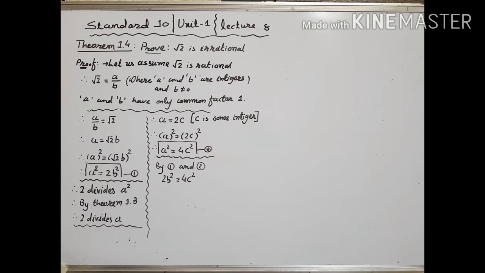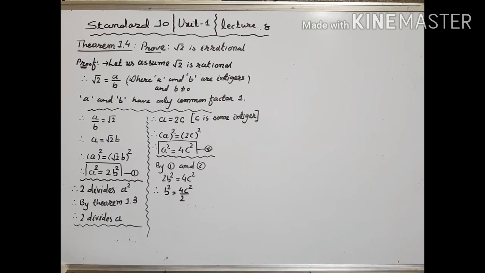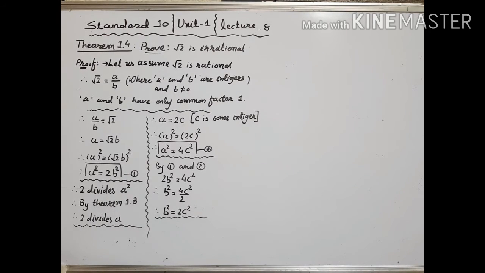So we can say values of one term is always same. So by result 1 and 2, we can say 2b square equals 4c square. By rearranging the terms in the result, we get b square equals 4c square by 2. Now getting the common factors, you can write b square is equal to 2c square. 4 is divided by 2, therefore we got 2, and we got the final value b square equals 2c square.